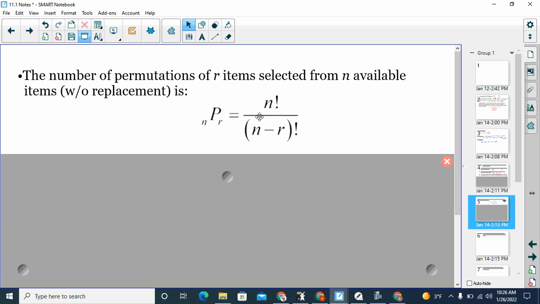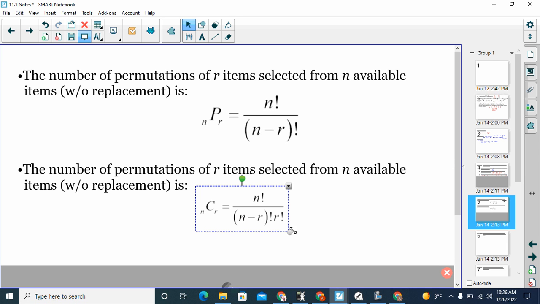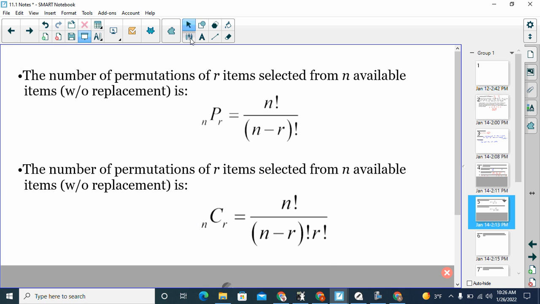The formula for permutations is n factorial over the quantity n minus r factorial. The combinations formula is very similar. It has an extra r factorial on the bottom.